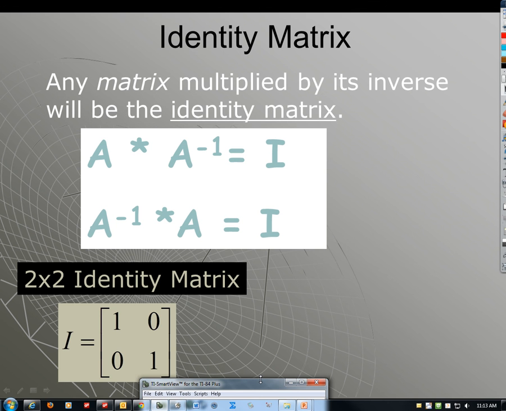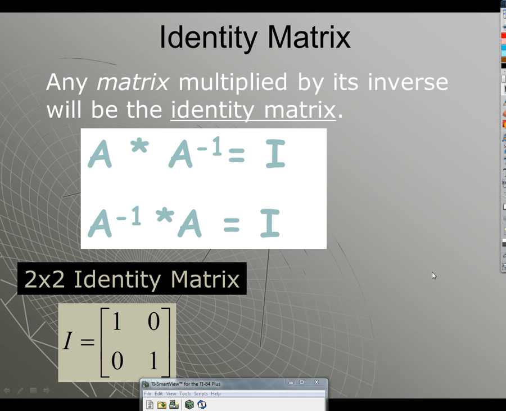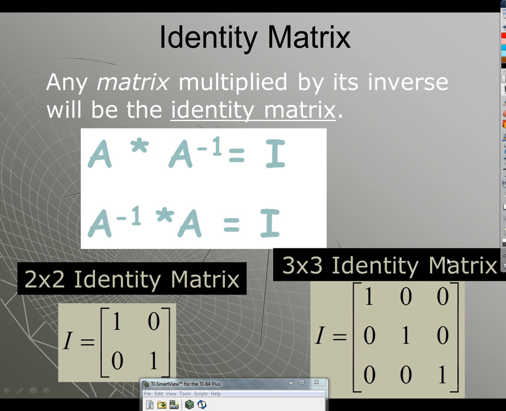The size of the identity matrix has to fit the problem that it's in. The identity matrix could look like this. This is a 2 by 2 identity matrix. This is a 3 by 3 identity matrix. But you notice that it's always got the same characteristics. It's got these 1s in a diagonal from the upper left to the bottom right, and everything else in the matrix is always going to be a 0.